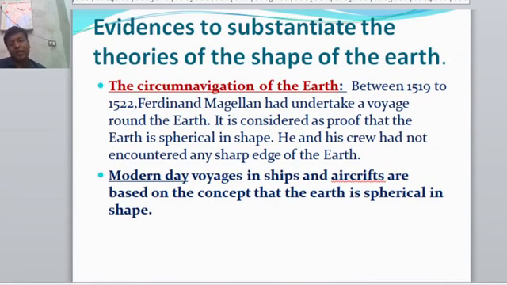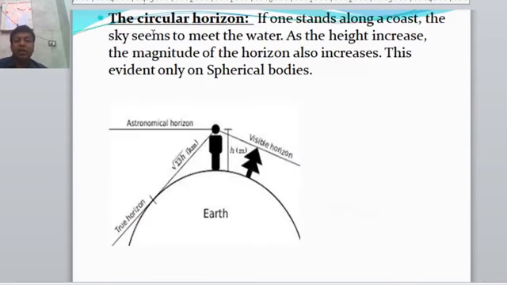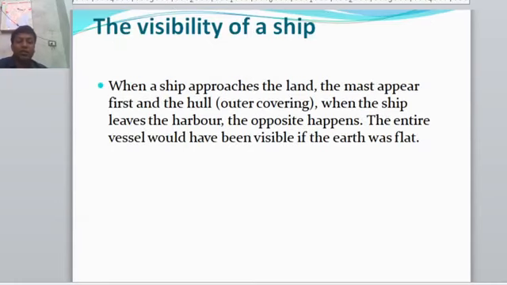Now we are going to discuss evidences to substantiate the theories of the shape of the earth. Dear students, the first two evidences, the circumnavigation of the earth and the circular horizon, we have already understood in the last video lecture. So moving towards another evidence, we have the visibility of the ship.